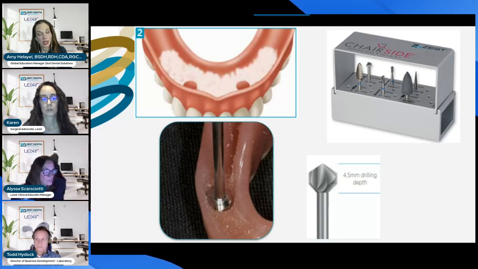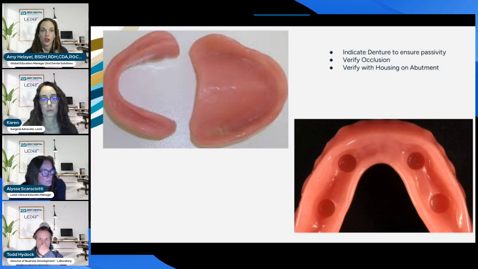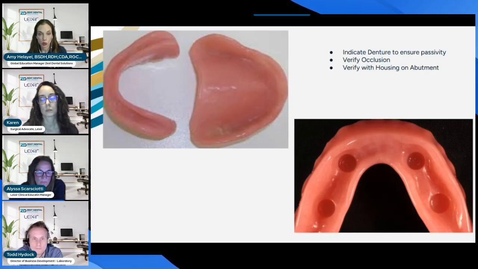You want to indicate where those abutments are. You're going to drill out that recess to make sure that we have enough room for the abutment and the housing, to make sure that, again, the denture is passive before you connect all the pieces and parts together. So you have a traditional denture. We've indicated it with the housings to make sure that we have the proper recesses. We want to verify the occlusion and verify with the housing on. That way we make sure that we have enough room to pick up the housing into the prosthesis.